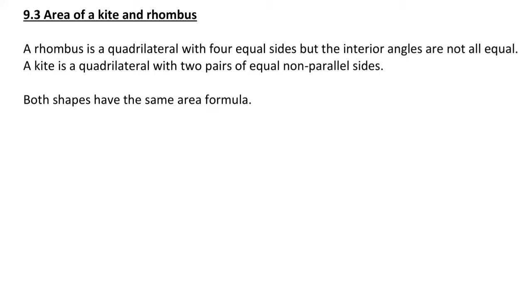In this video we're going to look at area of kites and rhombus. A rhombus is a quadrilateral with 4 equal sides, but the interior angles are not all equal. In primary school we would have maybe talked about it being a diamond, or it's a square that's been leaned on and pushed over, but all 4 sides are equal.